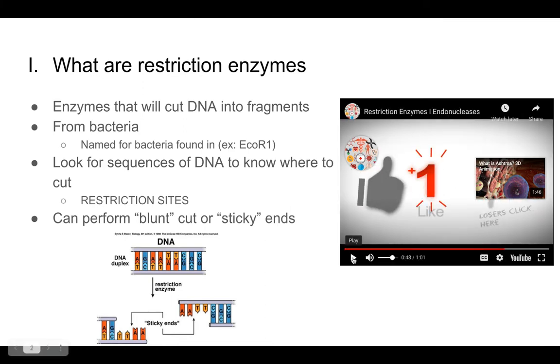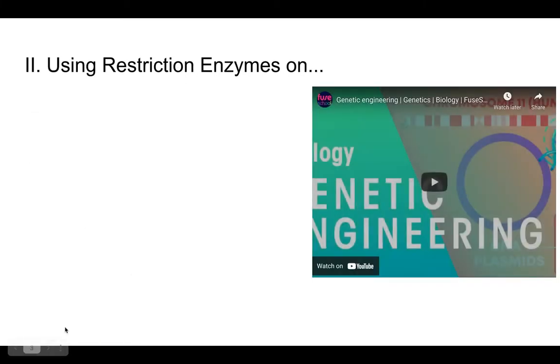Okay, so you could see the 2 different possible end results of the DNA. They're either blunt cuts or they produce staggered cuts, which give us these things called sticky ends. So restriction enzymes essentially will cut DNA into fragments. And now we can move on to how we could possibly use restriction enzymes.